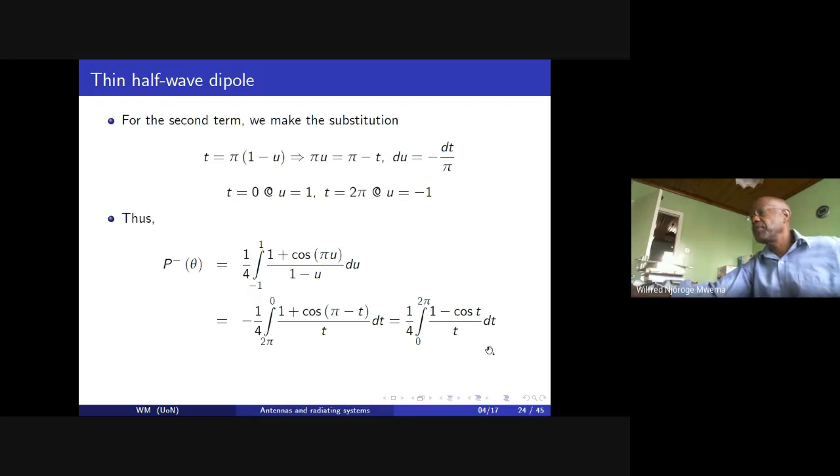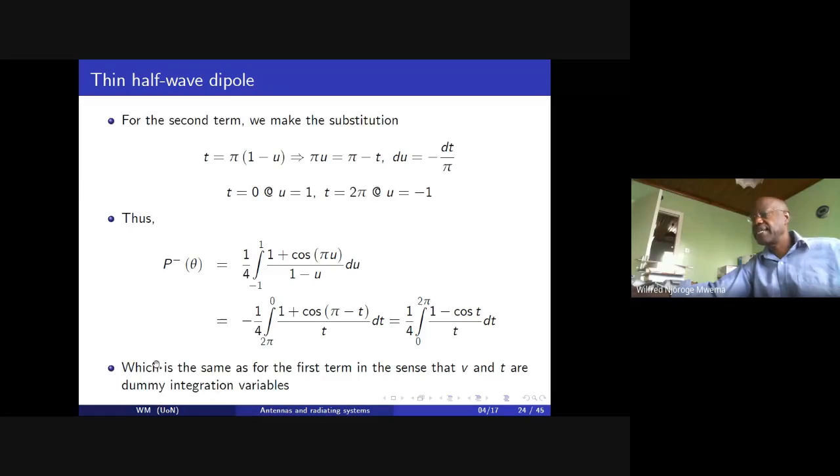Now, what we ought to see is that these expressions look similar, or are the same as the expression where we were using v. And therefore, we can say that since v and t are dummy variables, the integrals should have the same value once we evaluate them. And therefore, we only need to evaluate one of them, and then we'll add them together.